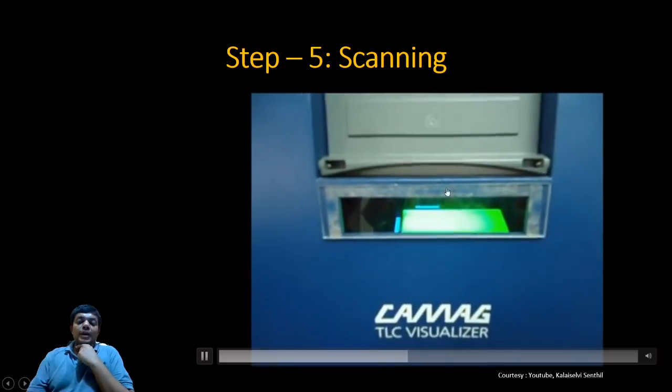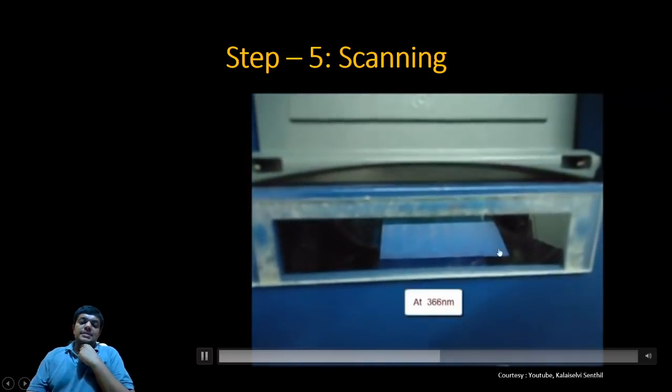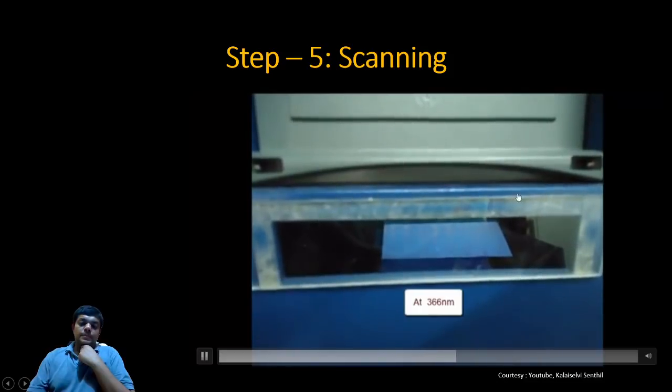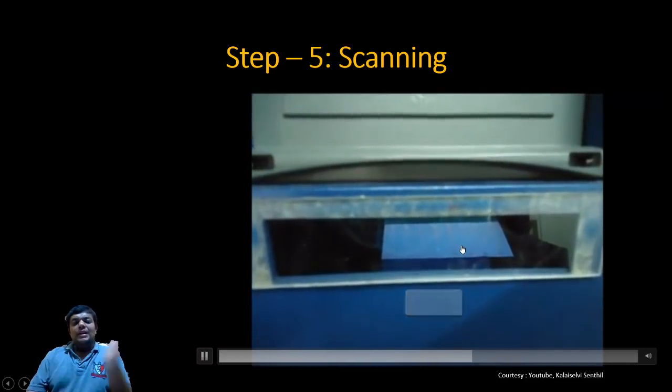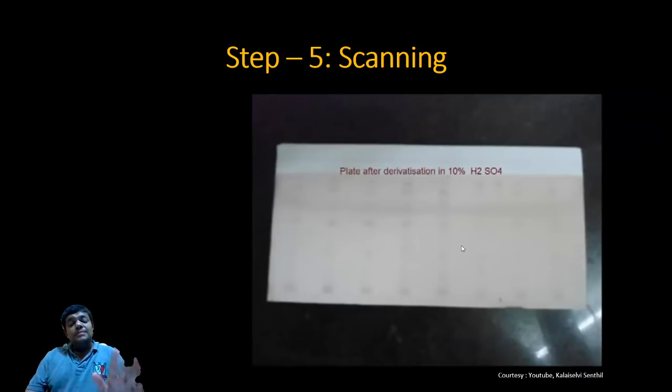It is at 254 nanometer, and then this is 366 nanometer. It is something like a UV range and a visible range. If the sample is not visible, sometimes when the spots are not visualized, as we saw in TLC, we used KMnO4, we can use iodine, we can use ninhydrin. Similarly here, it can be derivatized by using 10% H2SO4 solution. And you can see the spots are visible very clearly at this point.